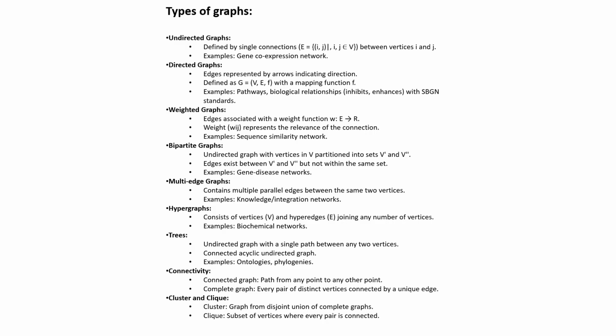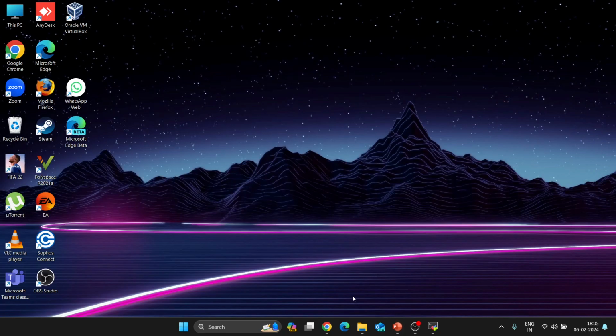Coming to directed graphs, there the edges are represented by arrows indicating the direction, and examples of these include pathways and biological relationships. The SBGN standards include the standards that we talked about last time about how to represent nodes and edges in biological networks. So pathways and other biological networks are quite good examples of directed graphs. You can have one gene giving out a protein, basically regulating another gene, but the opposite may or may not be true.